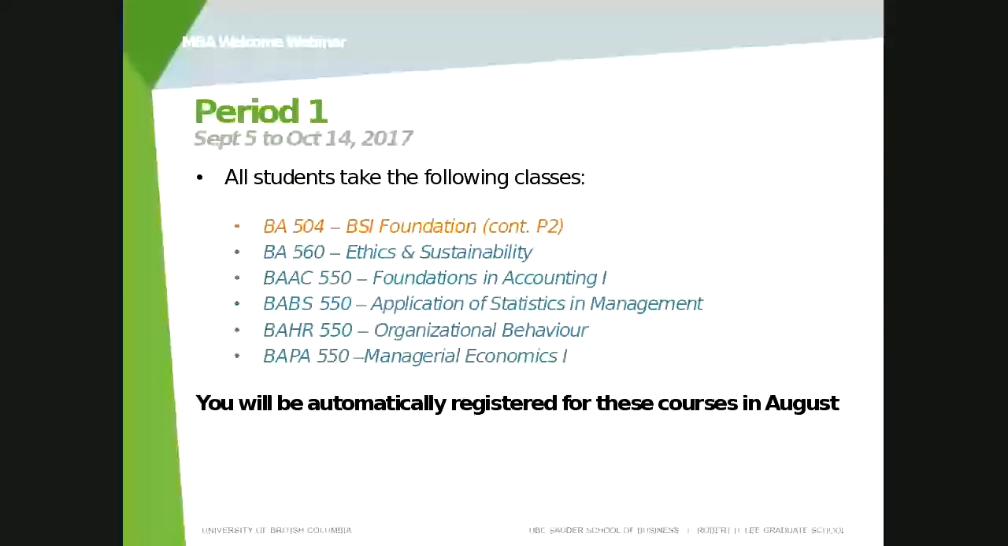So in period 1, all of you will be taking the same classes over period 1 and period 2, from September to December. In period 1, you take that foundation course I was just talking about. You'll also take ethics and sustainability, foundations in accounting, statistics, organizational behavior, and economics. We'll automatically register you for these courses in August, so there's nothing that you need to do there. We will be dividing your class into 2 cohorts, and you'll take all of your classes with that group of students.